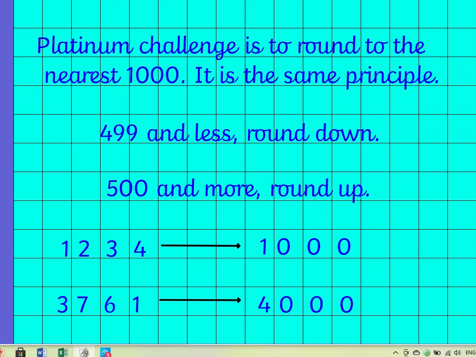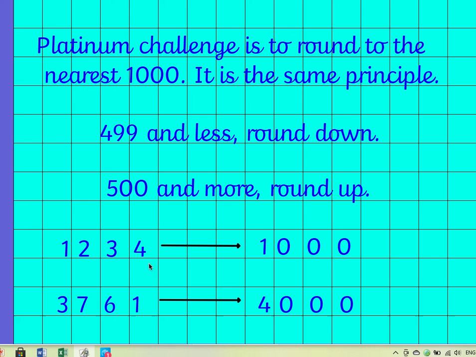If you complete that in our lesson time, well done. This is our platinum challenge. Your platinum challenge is to round these following given numbers to the nearest 1,000, because we're now moving on to year 4 standards, aren't we? And 499 or less you round down, 500 or more you round up.